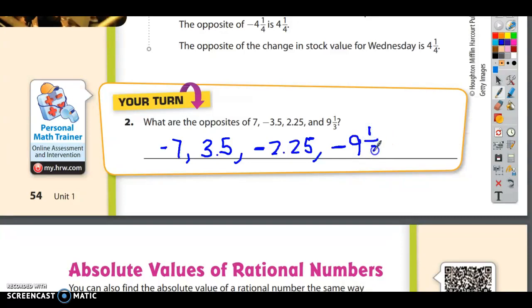I want to point out to you that all of my answers are the exact same digits and the exact same values, but the only difference is that the sign is opposite. So the opposite of positive 7 is negative 7. The opposite of negative 3.5 is positive 3.5. The opposite of positive 2.25 is negative 2.25. And the opposite of 9 1/3 is negative 9 1/3. Okay, you are done with page 54.